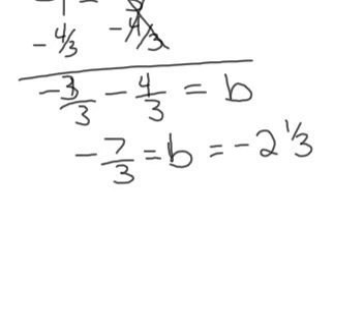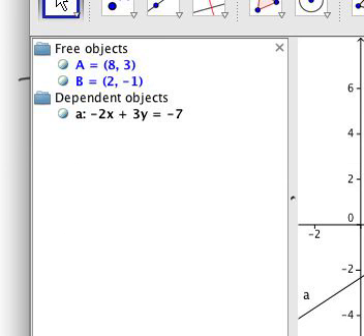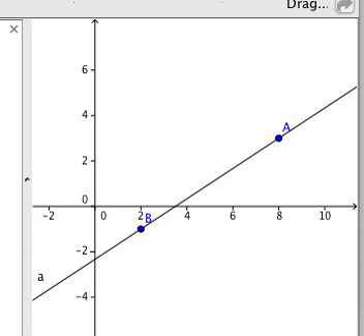Okay, so our equation's y equals 2/3 x minus 2 1/3. Now that's not in standard form, but we could check this with the graph. And so if you pull up GeoGebra and take a look at the graph, you can actually see on here that -2 1/3 is your y-intercept, so we're good there.